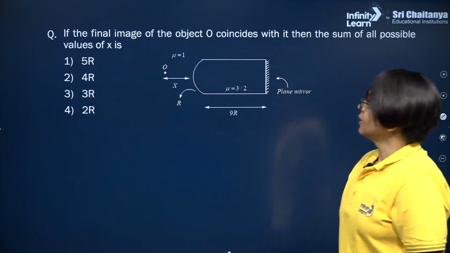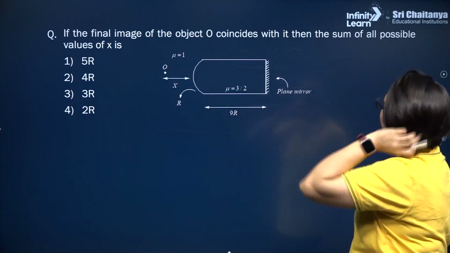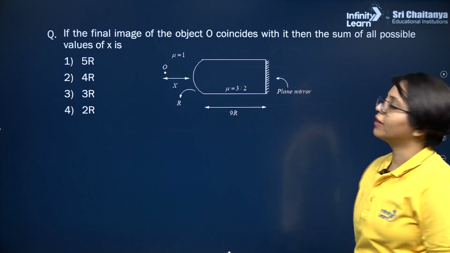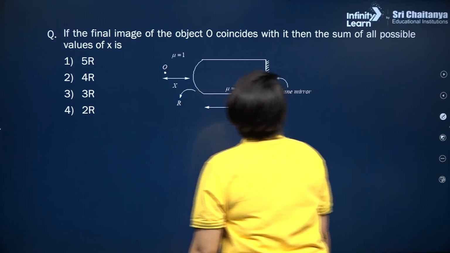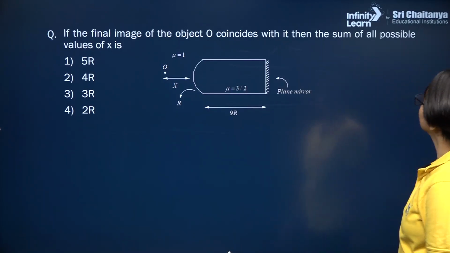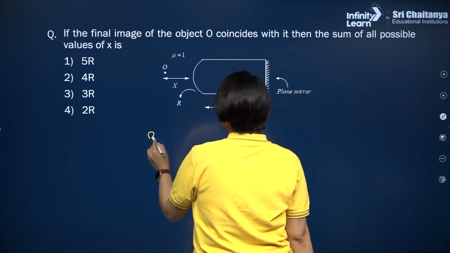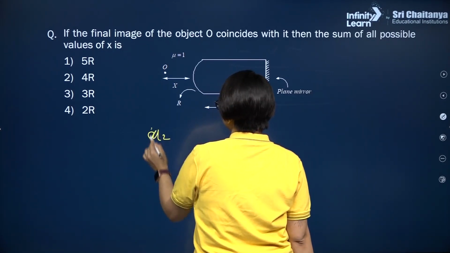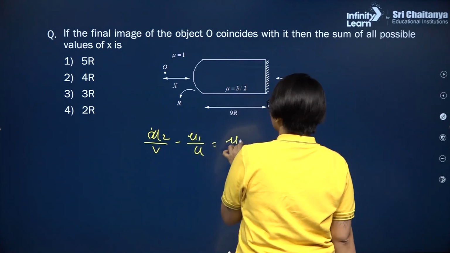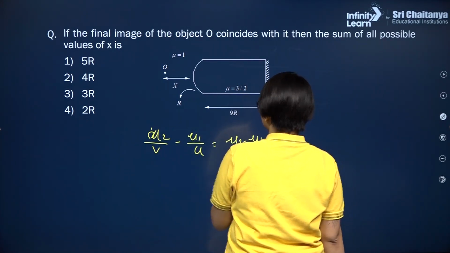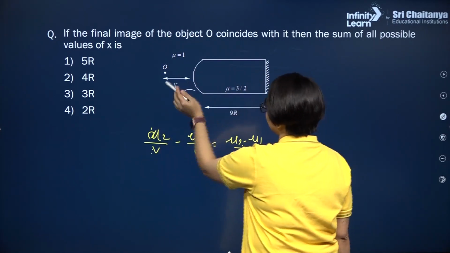option 2. Next is this one: if the final image of the object O coincides with it, then the sum of all possible values of x is. So first of all, if the final image coincides with O, then the sum of all possible values of x. So over here we can apply this one, mu 2 upon V minus mu 1 upon U is equal to mu 2 minus mu 1 upon R. So the first possible value of x is, let's say, x1, and for that V will be infinity, right.